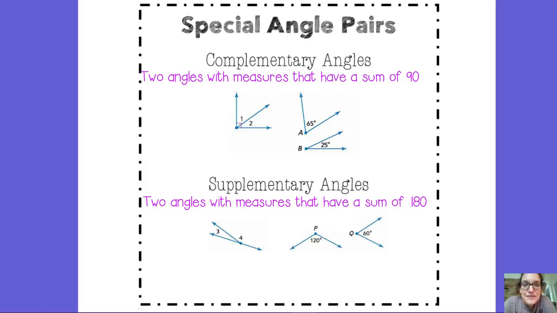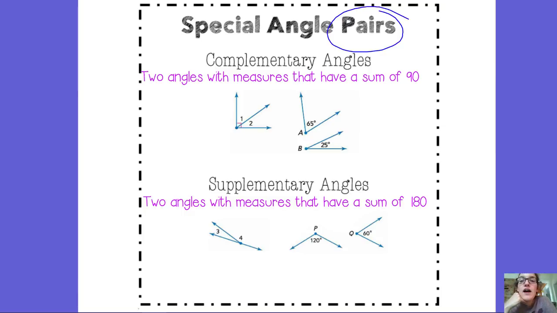All right, so there are some special angle pairs that we're going to talk about today. So keyword here is pairs. There are two angles in a pair. So in order for us to be talking about complementary angles or supplementary angles, we're talking about two angles.